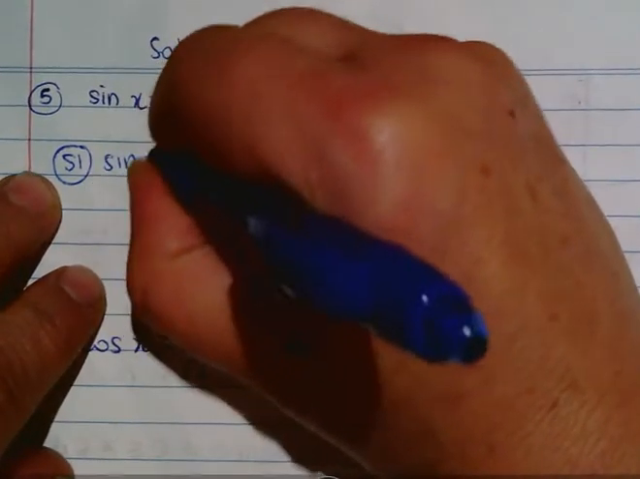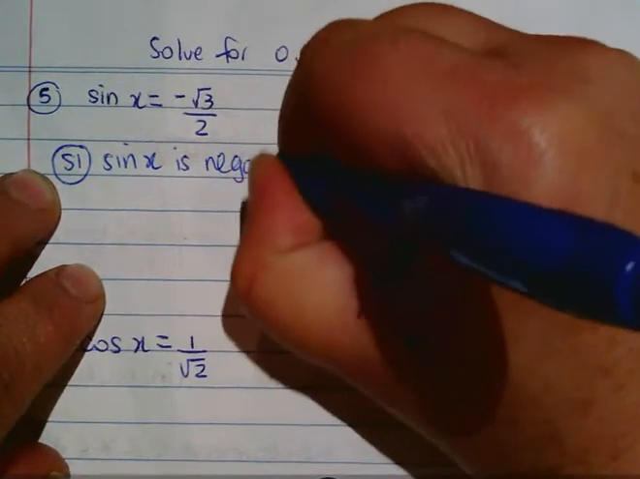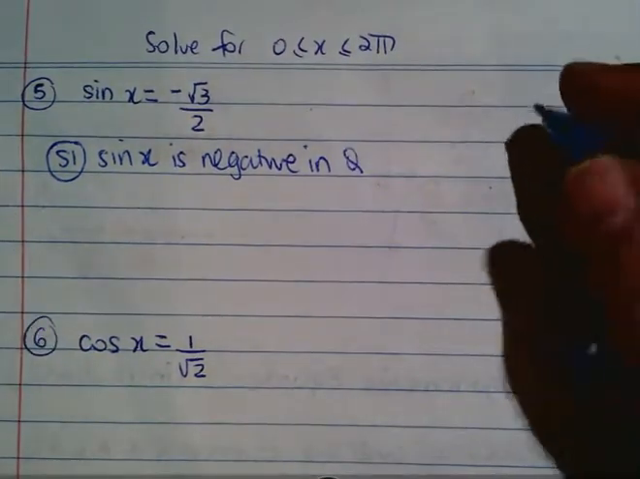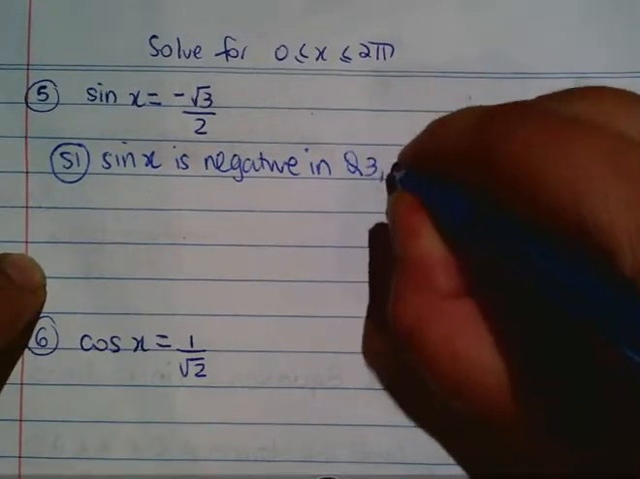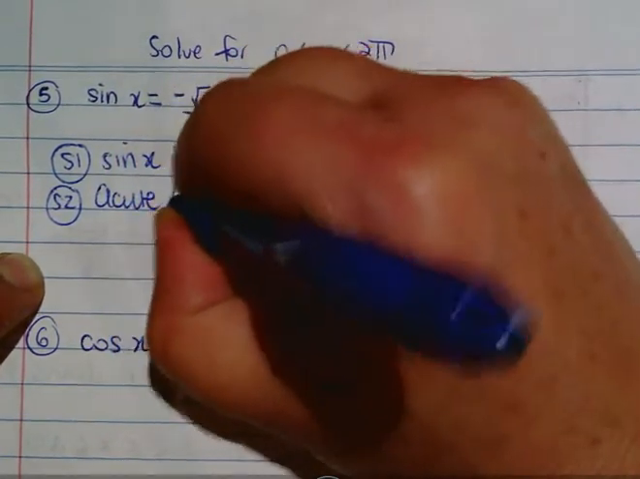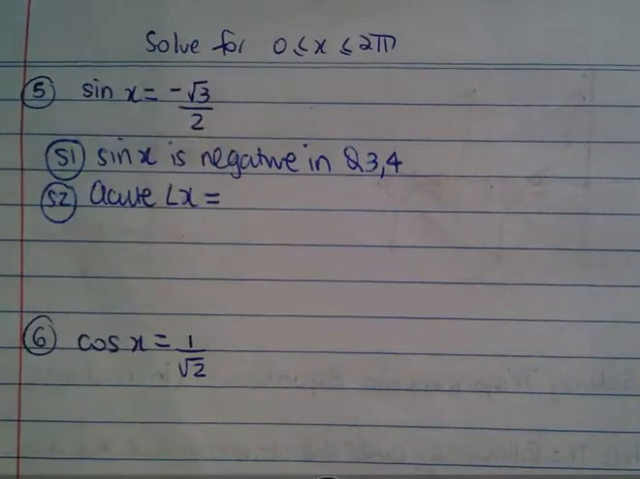So we say that sine of x is negative in this case. Which quadrants is sine of x negative in? It's negative in quadrants 3 and 4 because of all stations to central. Step 2 is always your acute angle. So my acute angle x. Now sine of what is root 3 on 2? Is it sine 30, sine 45 or sine 60? Now we know it's sine 60.